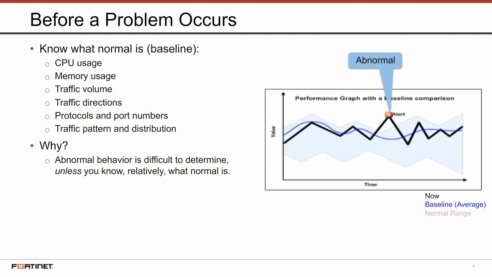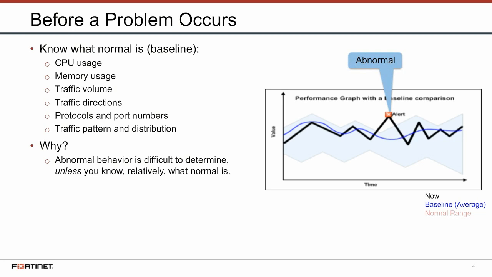In order to define any problem, first you must know what your network's normal behavior is. In the graph shown on this slide, the range that indicates normal is shown in blue. What exactly is this blue line? It indicates the averages, our baseline. What is the thick black line? It's the current behavior. When the current behavior, black line, leaves the normal range, an abnormal event is happening.